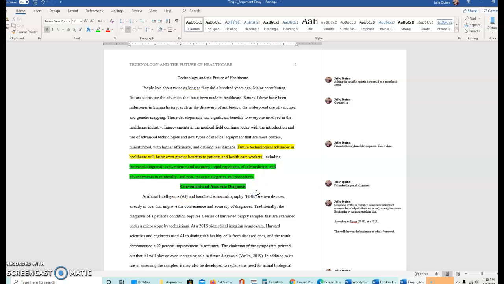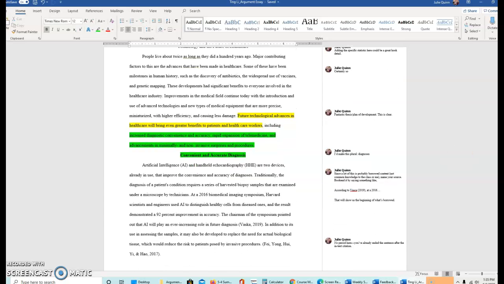It just says convenient and accurate diagnosis. So we know we're talking about diagnostic convenience. She rephrases it a little bit, but I think that's appropriate because we're moving from using the word diagnostic as an adjective to it being in a noun position. So it doesn't have to mimic it word for word, but it's the idea or the concept of it.